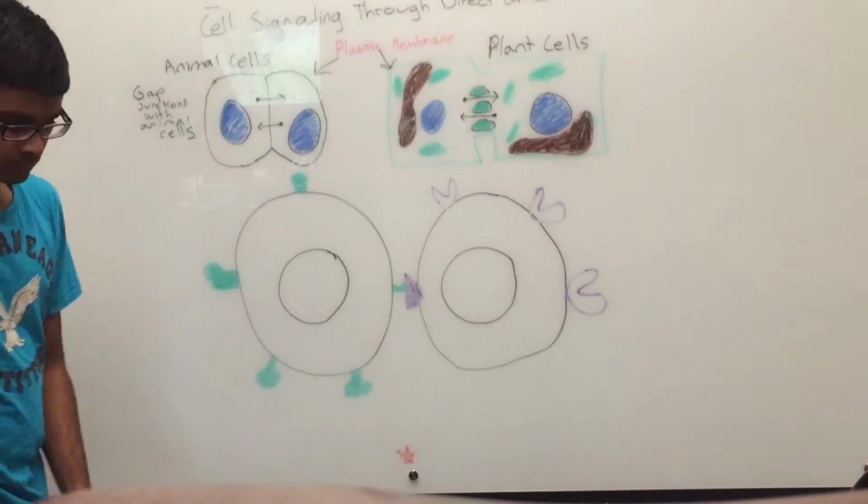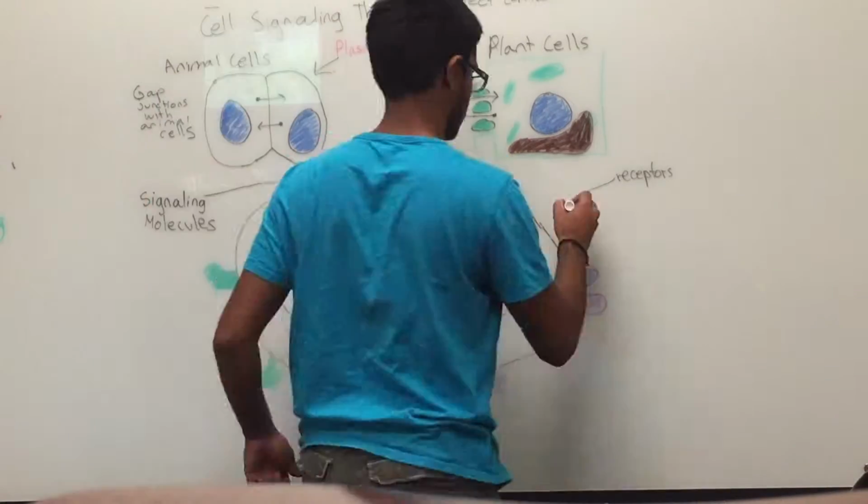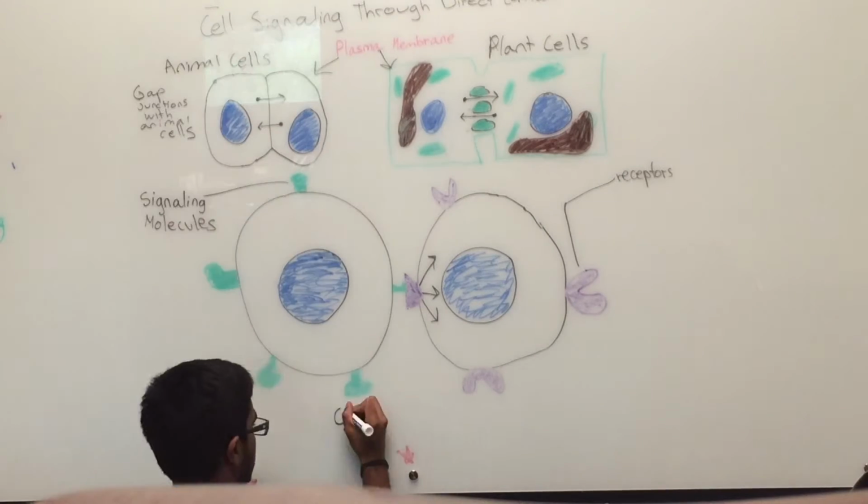In plants, there are similar channels known as the plasmodesmata, which is essentially a narrow thread of cytoplasm that allows communication between adjacent plant cells by passing through their cell walls.